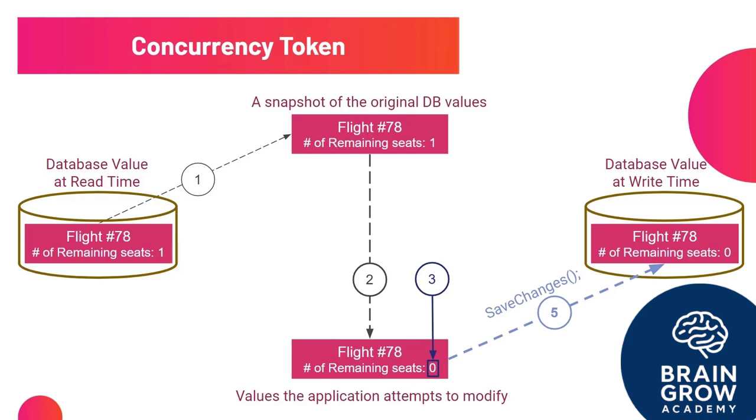Once it calls the SaveChanges method, the snapshot of the original database values is first compared to the current database values to see if another user has changed the concurrency token fields in the meanwhile. The point is that saving changes only takes effect if another user has not updated the concurrency token fields in the database in the meanwhile.